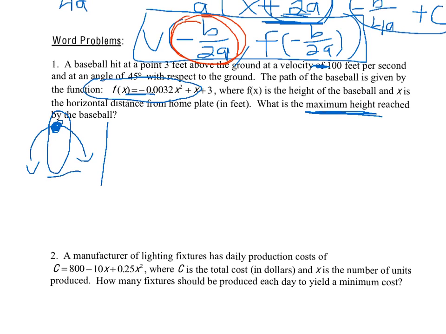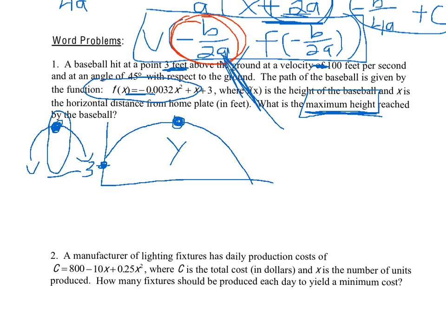Now, if I put this on an xy coordinate plane, the ball's hit 3 feet above. So I would say this is 3. This is where the ball's hit, and it looks something like this. This is what we want to find. Saying what is the maximum height, we want to find the y value there. Well, in order to find the y value, I have to find the x value first for this vertex. Well, how do I do that?